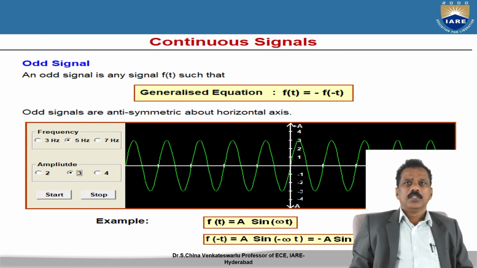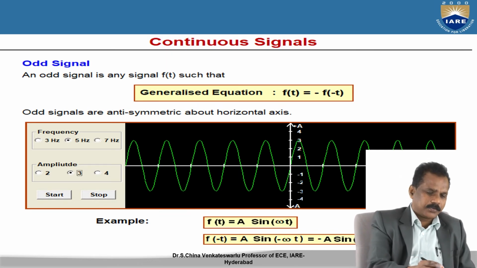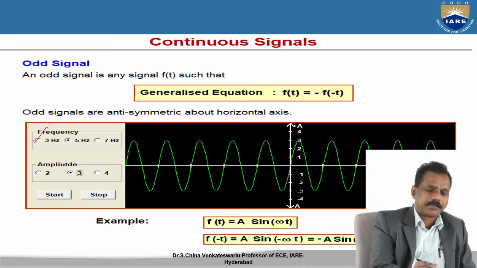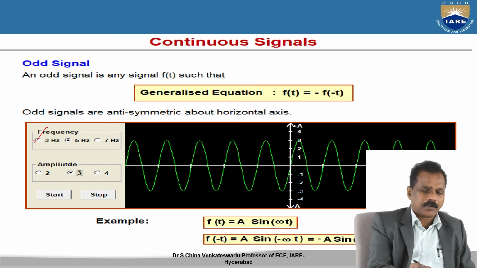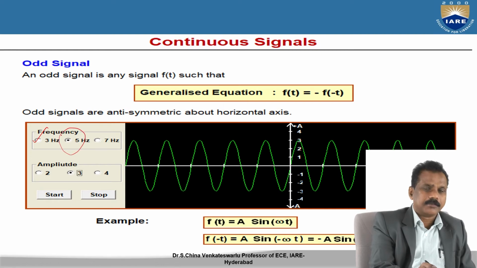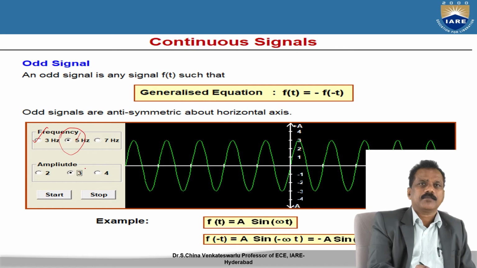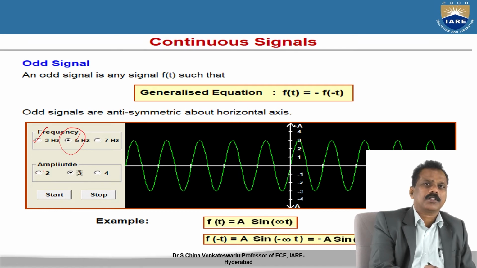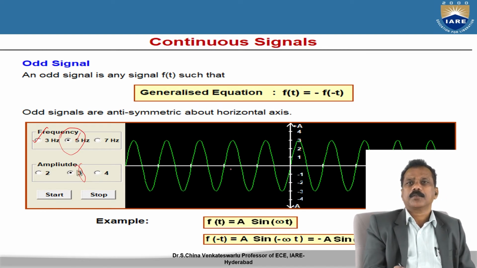Now here I have chosen the frequency increasing. Previously I chose 3 hertz. What happens? Just now we have verified. So I am increasing that frequency, previously 3, now it is increasing. The amplitude also, previously I chose only 2, now I have chosen 3. So based on this, practically the continuous time signal variation is either an odd signal or an even signal.